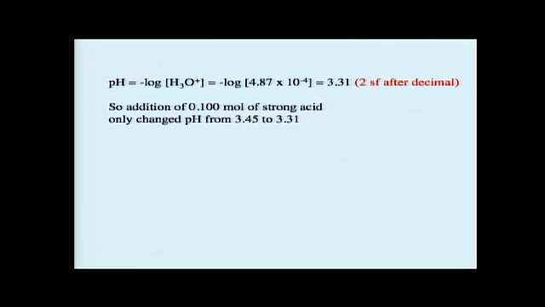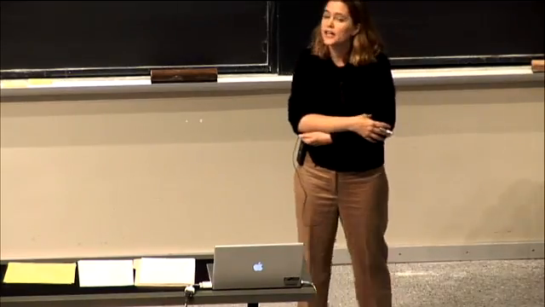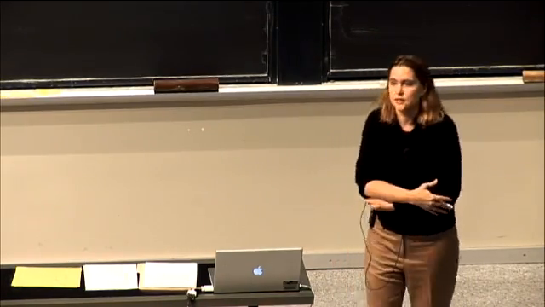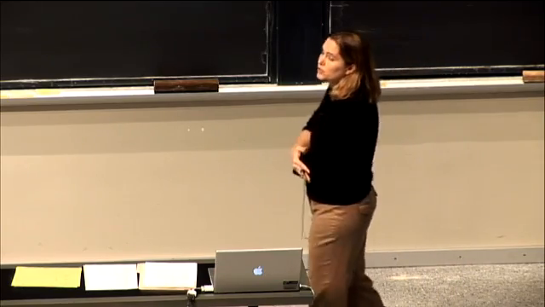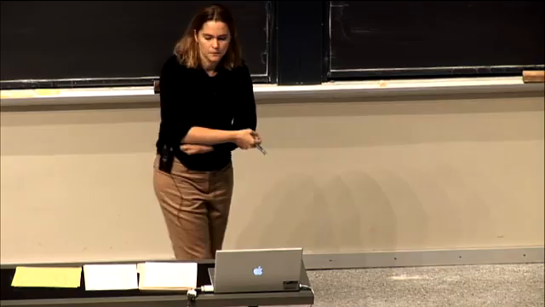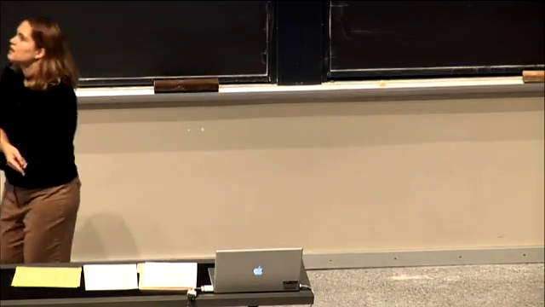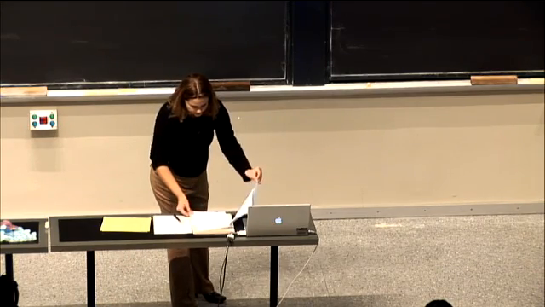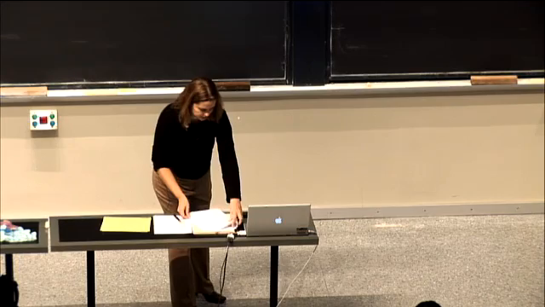So addition of 0.1 moles of a strong acid changed our pH from 3.45 to 3.31. So it buffered pretty well. There was a change in pH. We added acid, and the pH did go down, but not by an enormous amount. And so that's because this turned out to be a pretty decent buffer here. So we didn't have a really huge effect. So that's an example of a buffer problem.